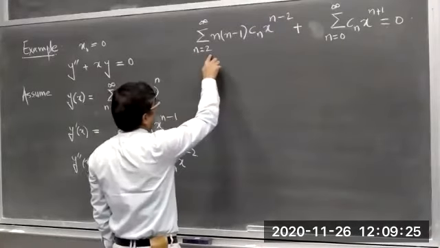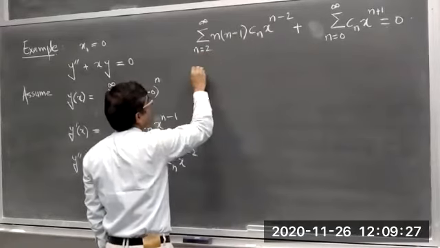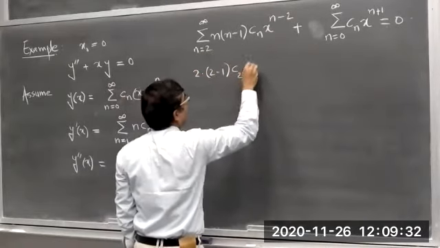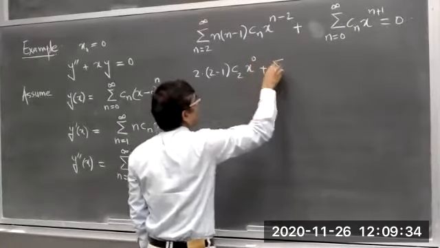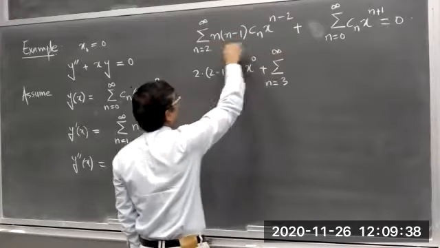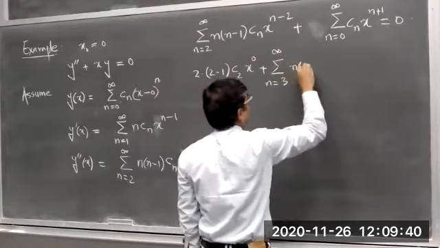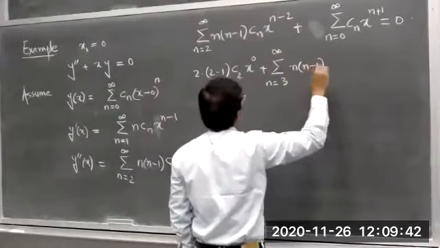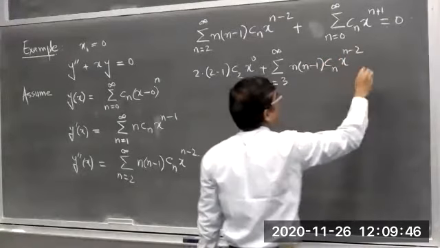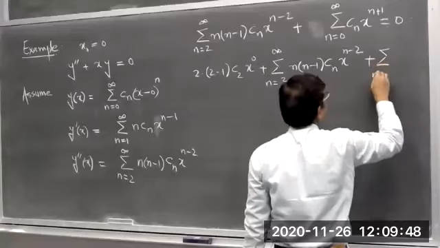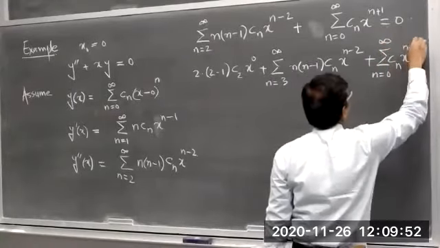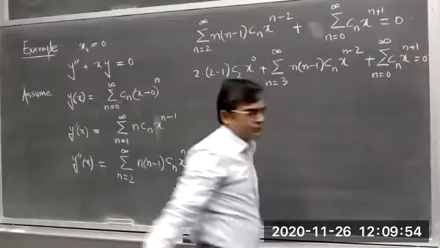So if we put n equal to 2, what do we get here? 2 into 2 minus 1, C2 x power 0, plus the summation n from now 3 to infinity. We have opened only the first term. It is now n into n minus 1 Cn x raised to the power n minus 2, plus the summation n from 0 to infinity of Cn x raised to the power n plus 1, equal to 0.